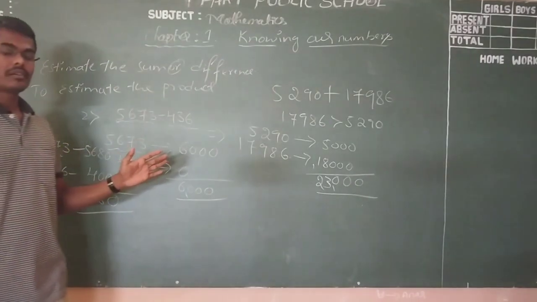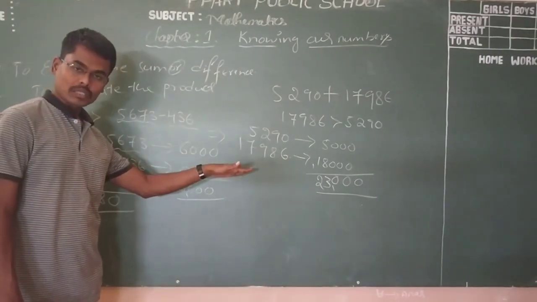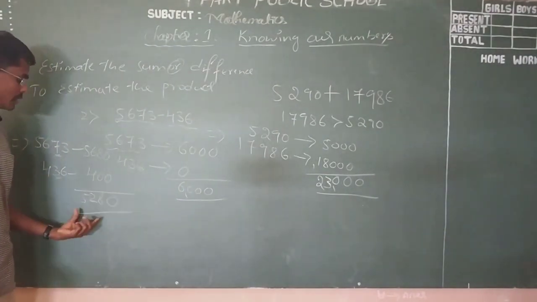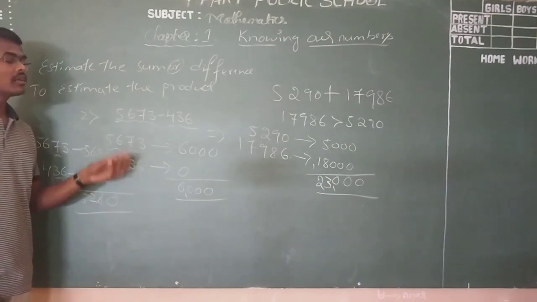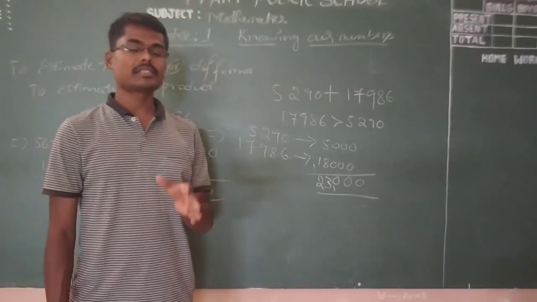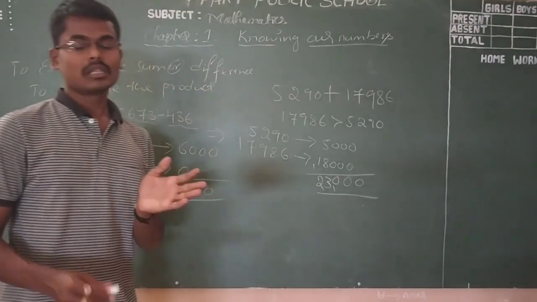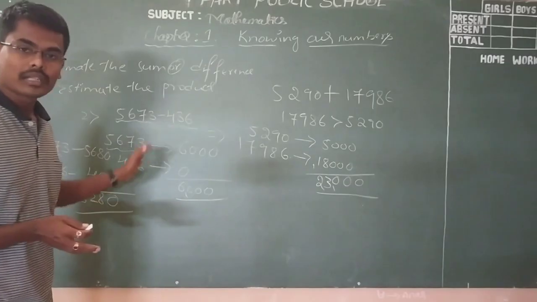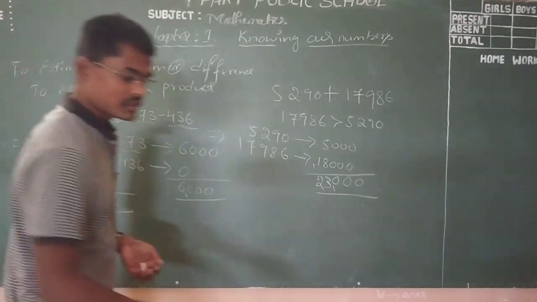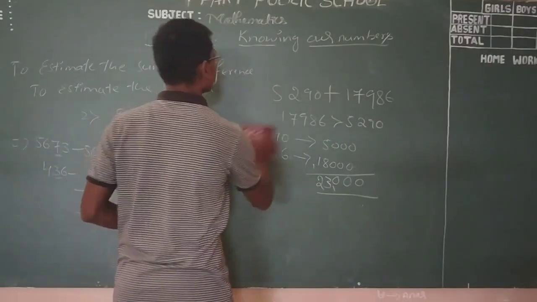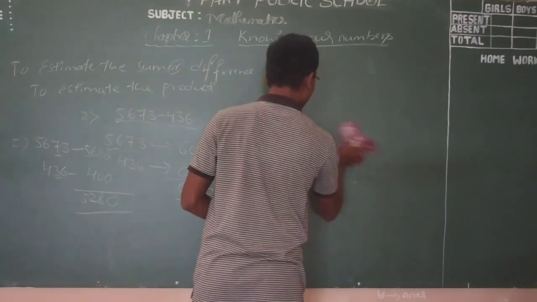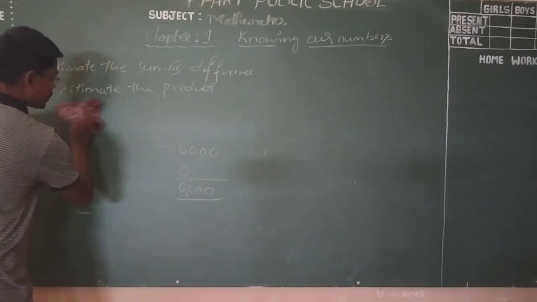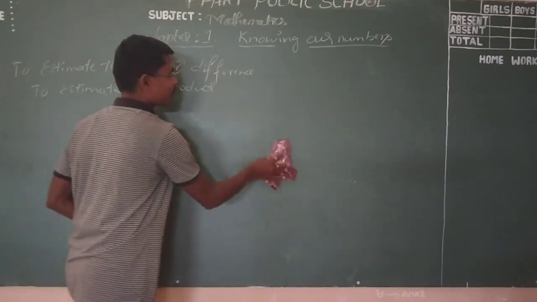Here I made rounding off to the 1000 position, I got 6000. Here I made rounding off to the 100th position, I got 5280. Like that we can estimate for the given numbers by taking the sum or by taking the differences. Like that we are doing the estimation for the given numbers. Then what about the products? How can we estimate for the given numbers by taking the products?